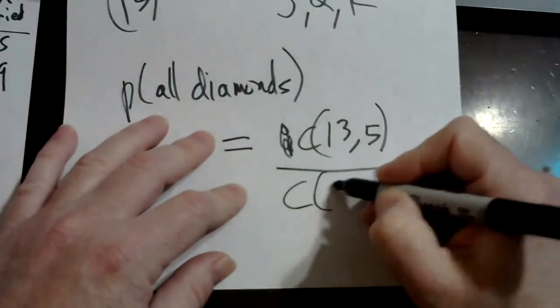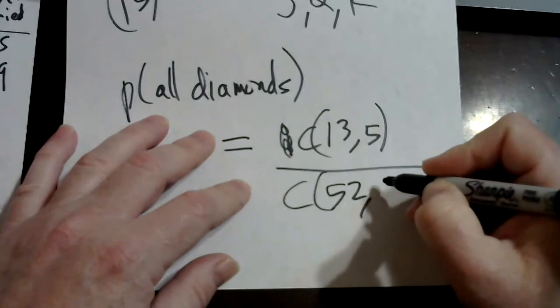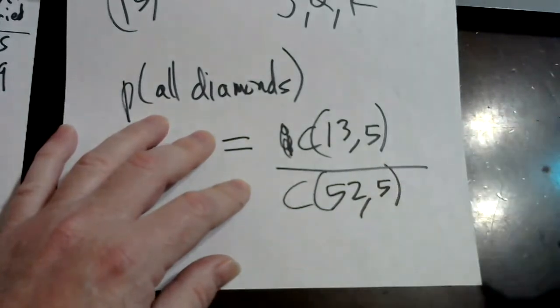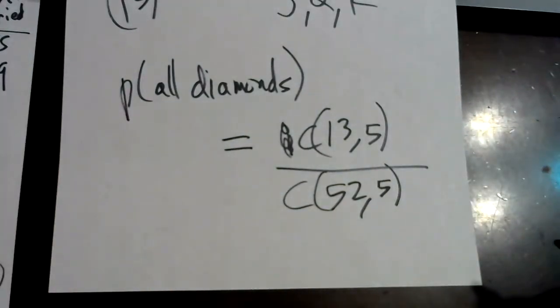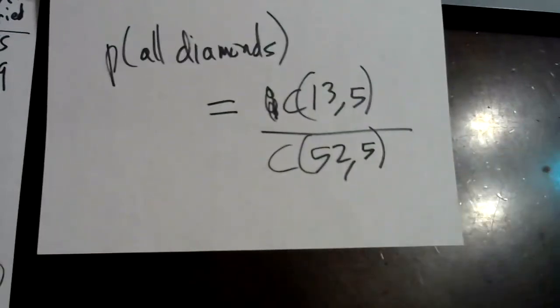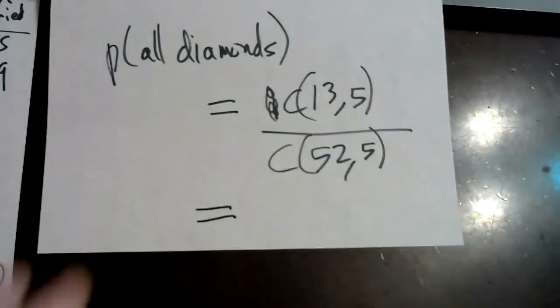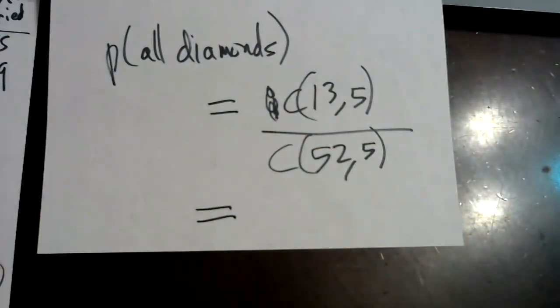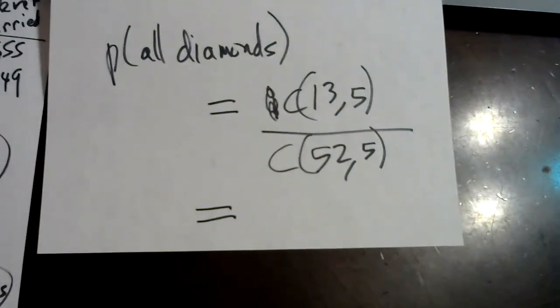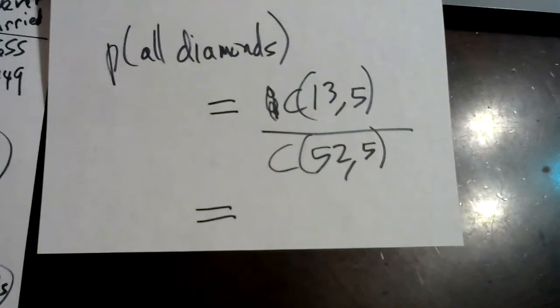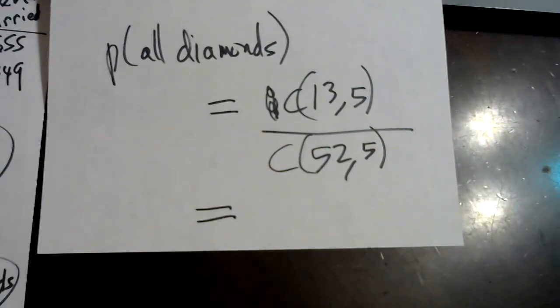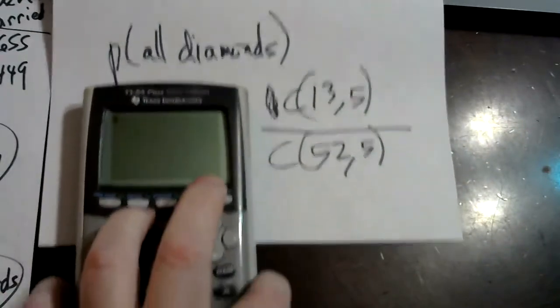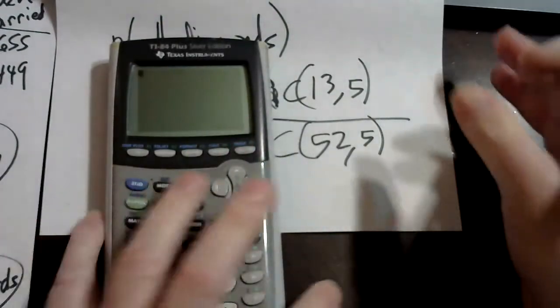But remember, we actually have 52 cards total, and 52 choose 5 is the total number of ways that we can draw 5 cards in general. So you really just have to take the ratio of those two combinations to get the answer. And that is kind of tricky. So let's use a calculator. And maybe I'll kind of review with both calculators, starting with this one.